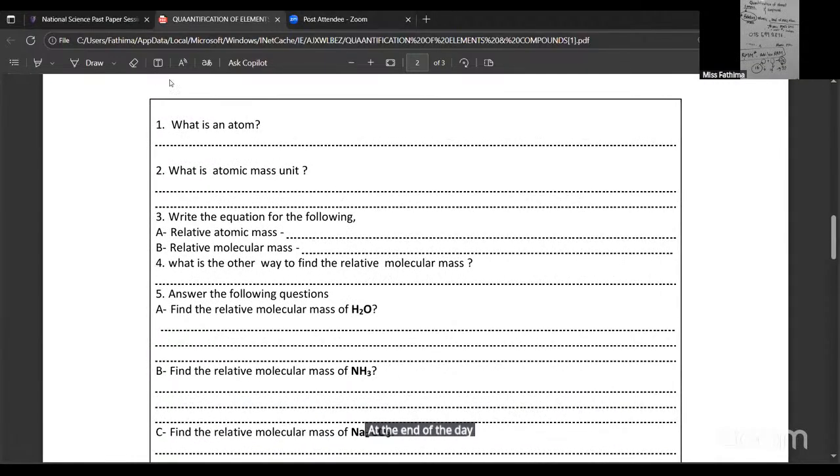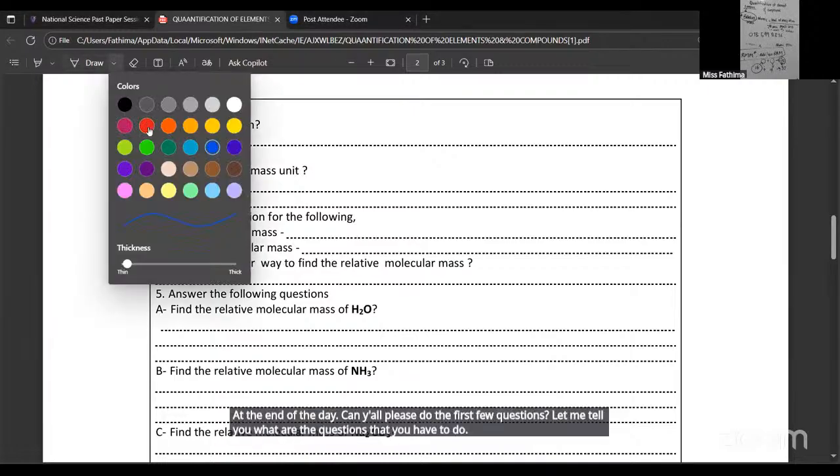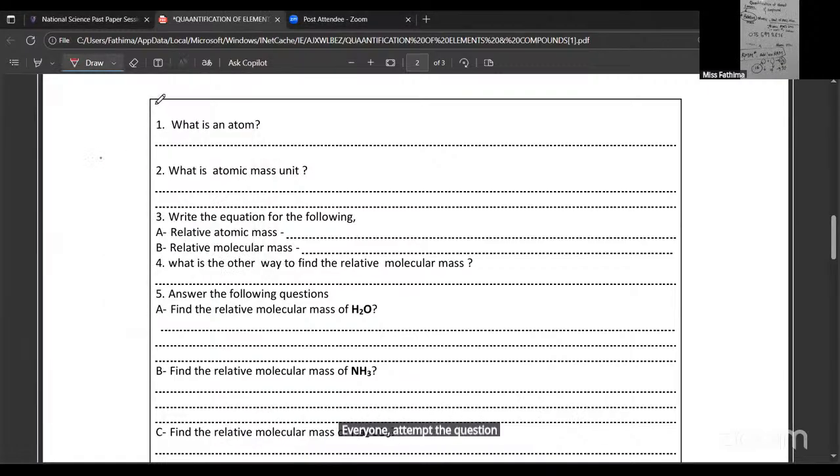Can you all please do the first few questions? Let me tell you which questions you have to do. Everyone attempt the question. It's okay if you have learned this lesson before, that's fine, right? We are here to work, to boost your memory power and to study what you don't know. Can you do these questions, please?